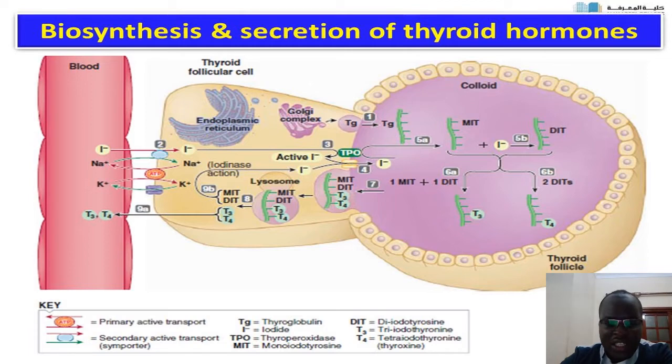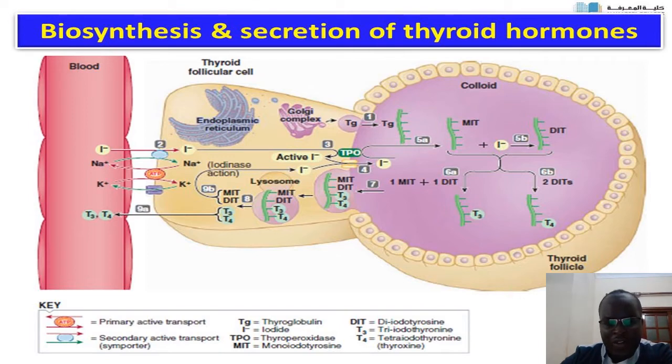So here you have the deiodinase enzyme that will remove the iodine from the tyrosine. The tyrosine amino acid will be recycled for the production of more thyroglobulin molecules. Then the iodine will also be recycled for the production of more thyroid hormones. So this procedure will repeat itself.